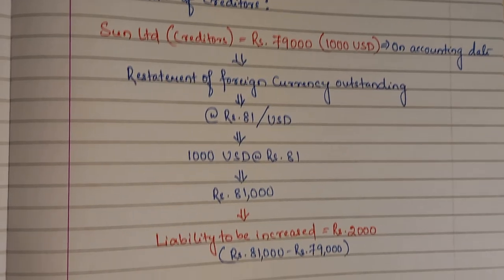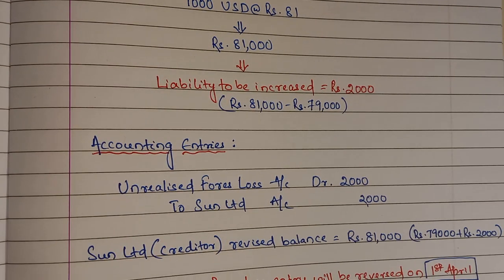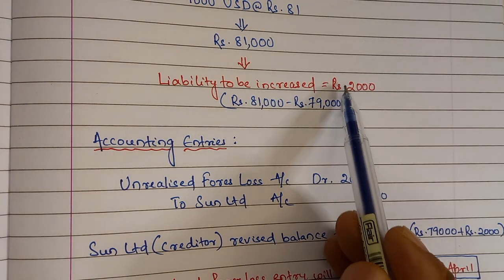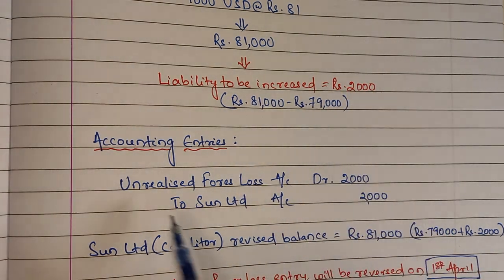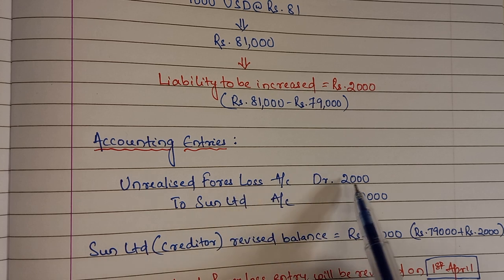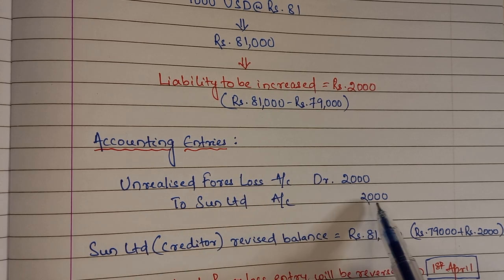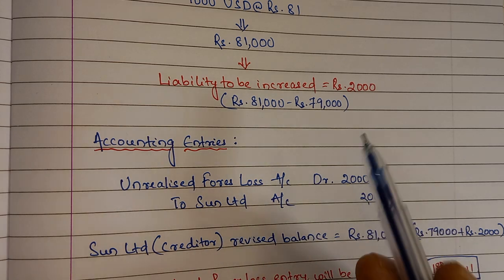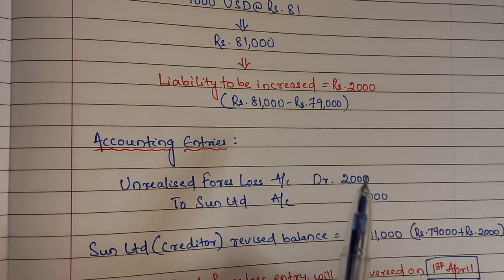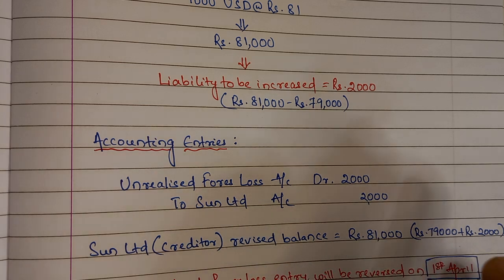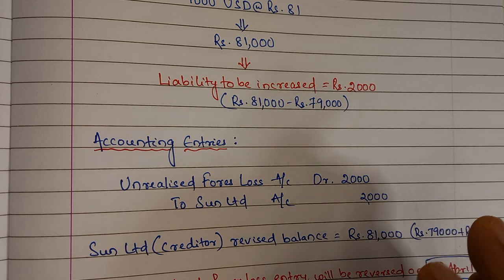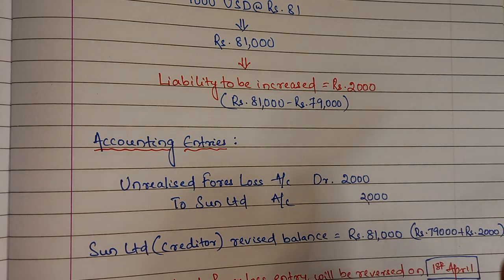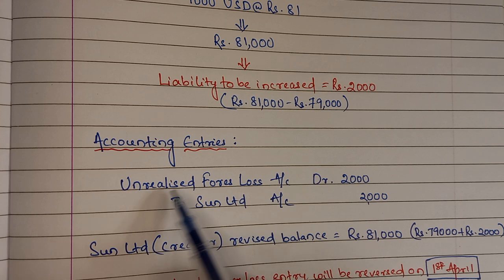But if you see the accounting entries, the interesting part here is that the difference of this 2,000, what we derived, goes to unrealized forex loss, 2,000 rupees to Sun Limited 2,000. Question is why is it unrealized? Because we have not paid, nor have we bought this money from the bank. It is only restating the creditor. That means on 31st March, if I have to pay to Sun Limited and settle it on 31st March, what is the amount I am going to pay to Sun Limited? So it is an unrealized forex.